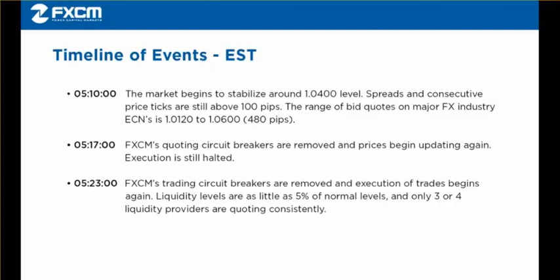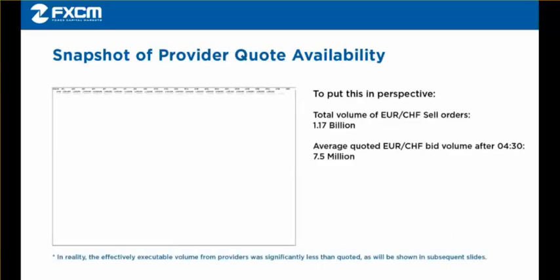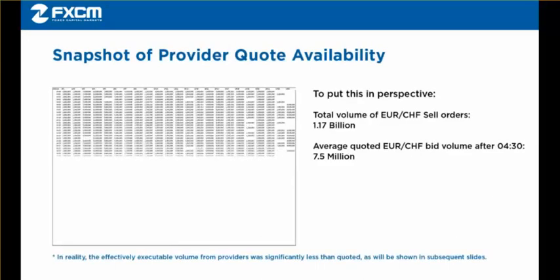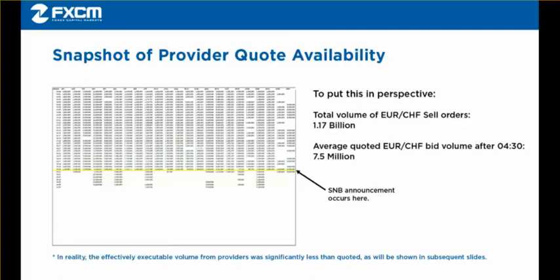The circuit breakers helped to ensure trades weren't executed at the lower far-off market prices. This snapshot shows that the majority of liquidity providers stopped pricing at 4:30. The yellow line represents 4:30 a.m. Eastern when the SNB announcement was made. The institutional market effectively stopped pricing for an extended period of time, and thus FXCM couldn't execute stops or margin calls. Generally, liquidating trades in normal market conditions would be quick, but instead took much longer as our liquidity providers were not making markets.